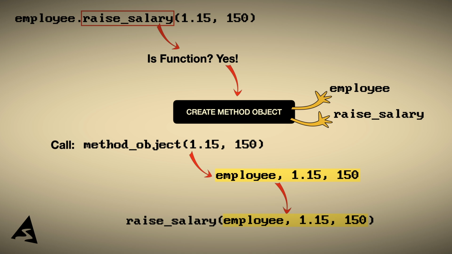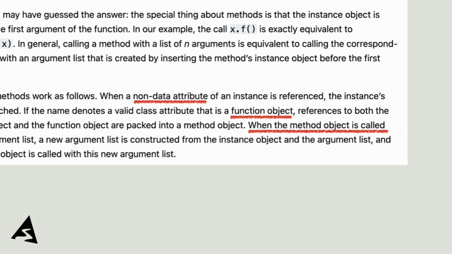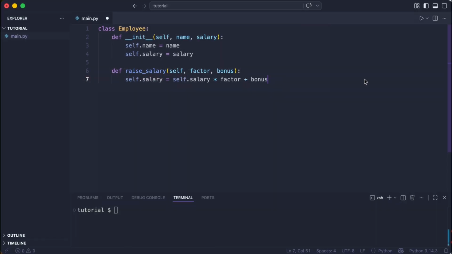Now, this is perfectly good information, but there are two important pieces missing. First of all, the documentation says that a method object is created when the attribute is a valid, non-data, callable object, aka a function. Second of all, it says when the method object is called. But who does the calling? Spoiler, you do. To explain how all that works, let me show you some code.